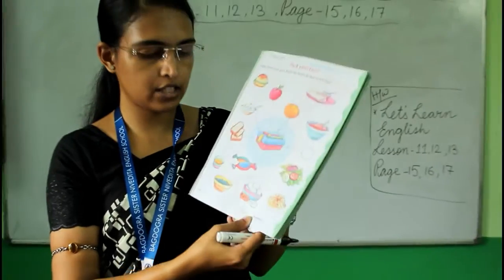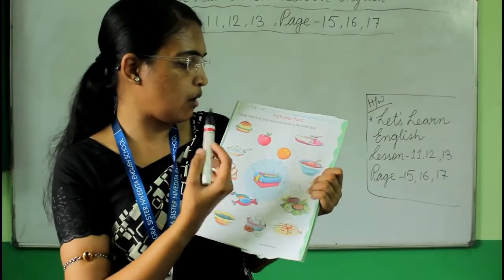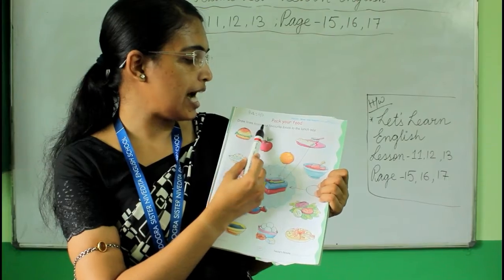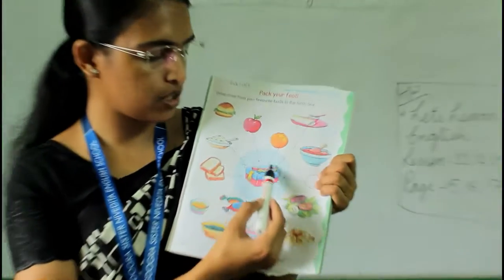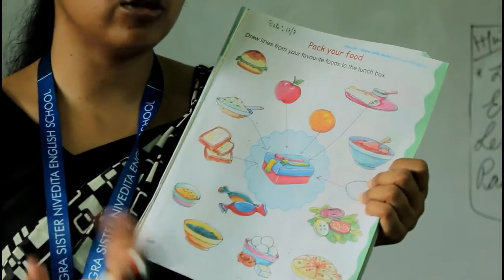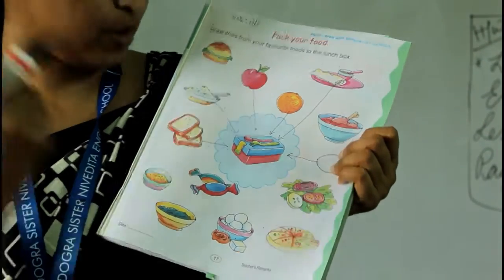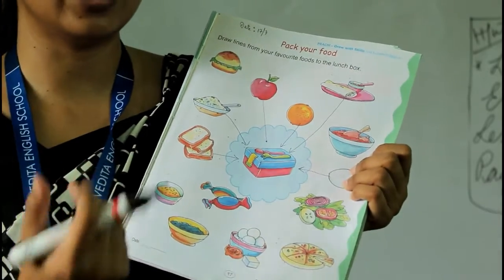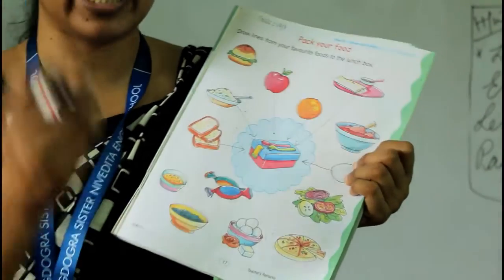Now come to the next page, that is page number 17. Now here what you have to do? Draw the lines from your favorite foods to the lunch box. Can you see this lunch box? We all have lunch box, right? Why we use lunch box? Yes, to bring the food to eat in school. We use this lunch box during tiffin time, right?